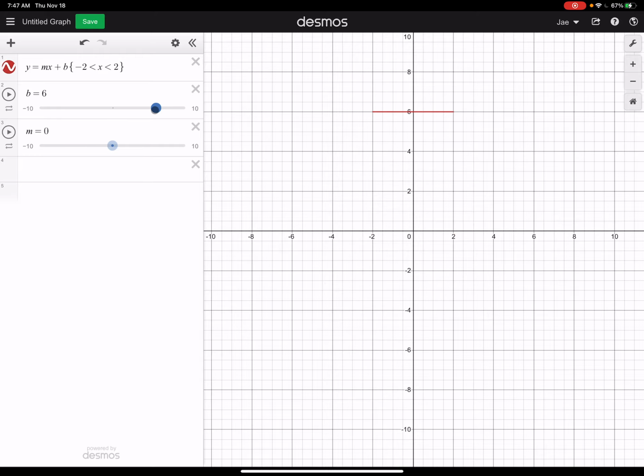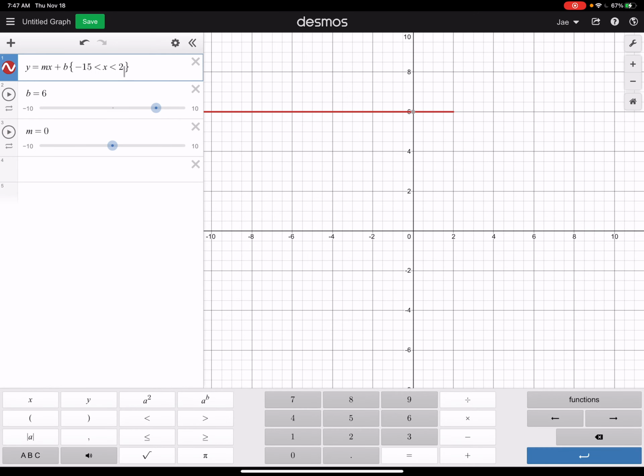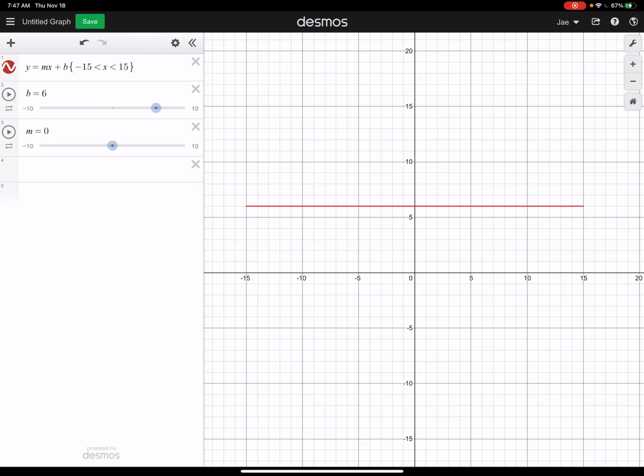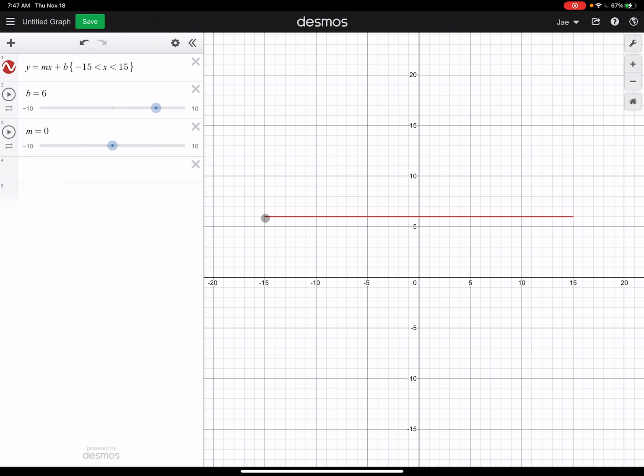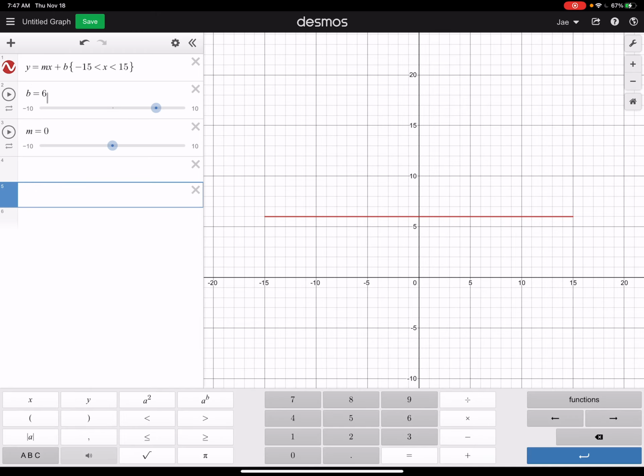Okay, I'm gonna maybe set it to 6, and I'm going to make it 30 in length. So I'm gonna go from -15 to 15, which is about 30 in length. And then I'm going to just rewrite this. So my B is 6 and my M is 0. So y equals 0x plus b, which is 6. And 0x is just the same thing as 6. So I'm gonna just draw y equals 6.